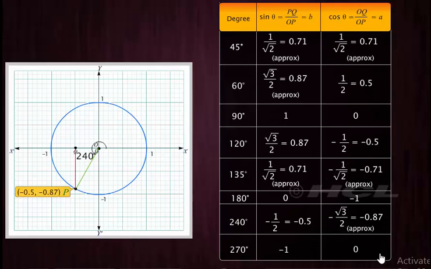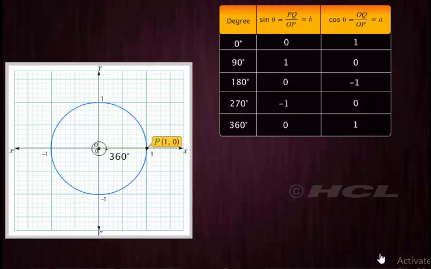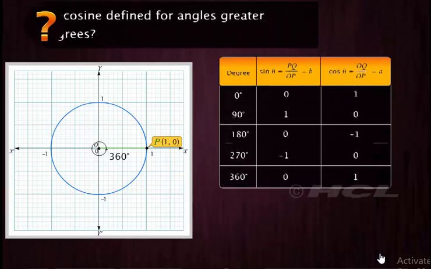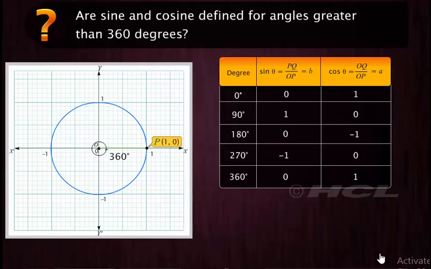Similarly, observe that when the angle is 270 degrees, the value of sine theta becomes minus 1 and the value of cosine theta becomes 0. And when the angle becomes 360 degrees, the value of sine theta becomes 0 and the value of cosine theta becomes 1. Is it possible to extend sine and cosine for angles greater than 360 degrees?